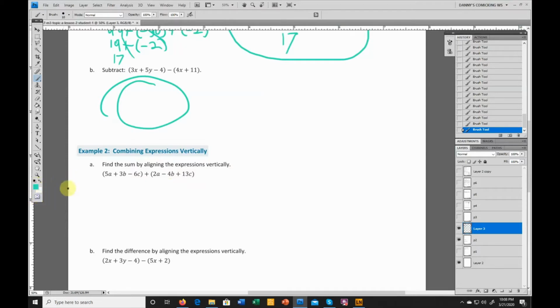So the first thing that we're going to do is we're going to rewrite the problem with our terms. 5a plus 3b minus 6c plus, remember your parentheses, 2a plus minus 4b plus 13c.